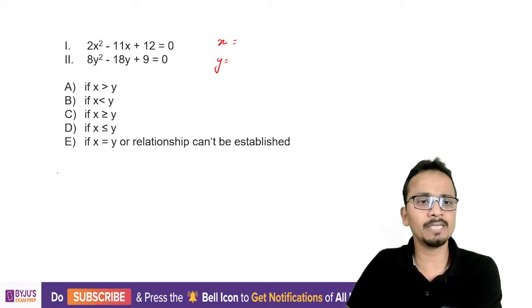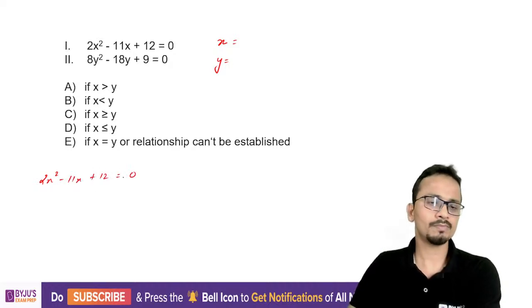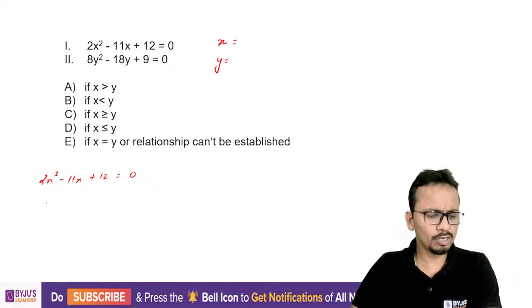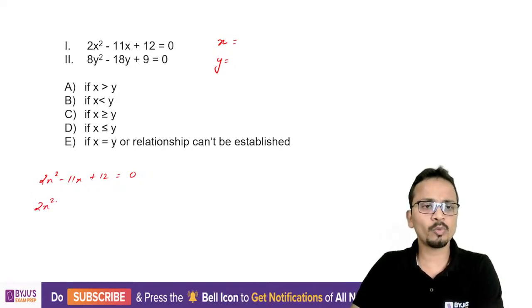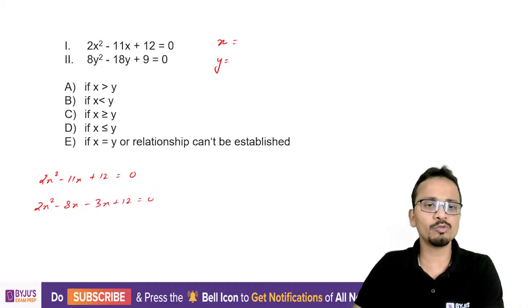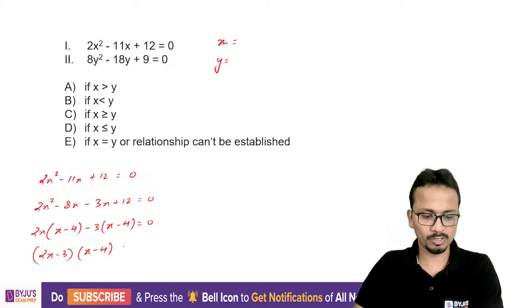Meanwhile, I'll start solving with the first statement, which is 2x square minus 11x plus 12 equal to 0. Now, I'll first of all do the factorization using splitting the middle term. Okay, so 2x square minus 8x minus 3x plus 12 equal to 0. Now 2x I'll take common, so that will give me x minus 4, and then minus 3 common, again x minus 4 equal to 0.